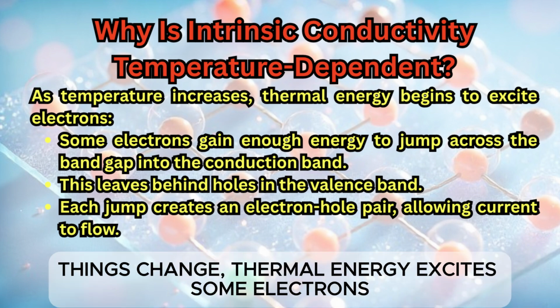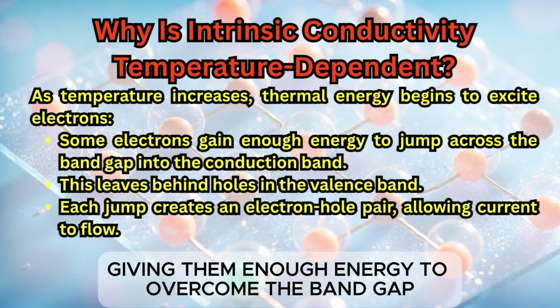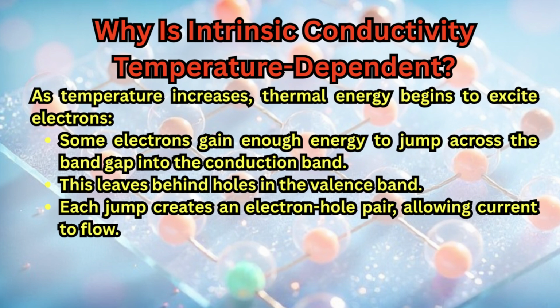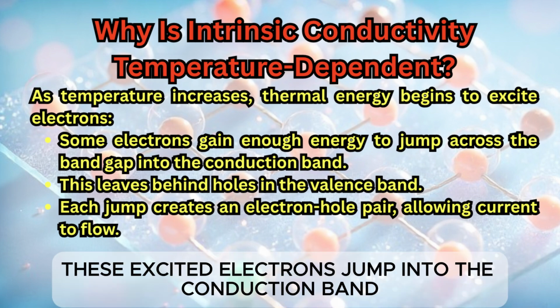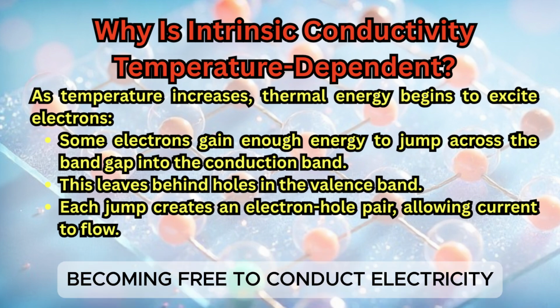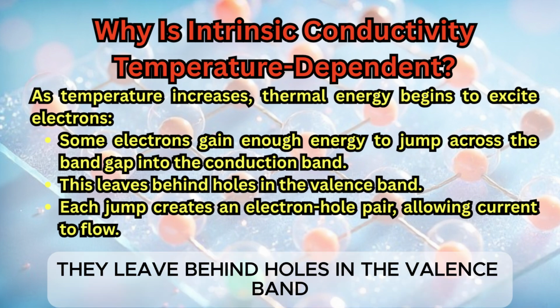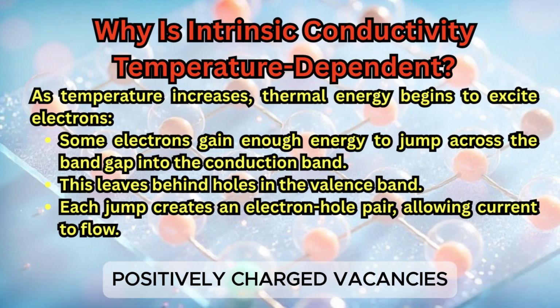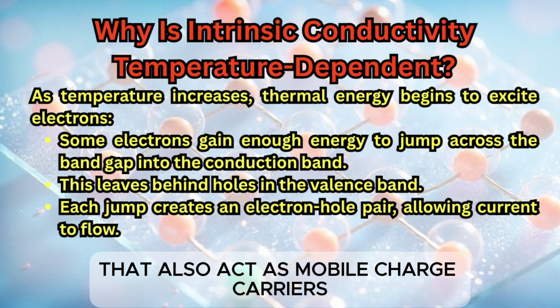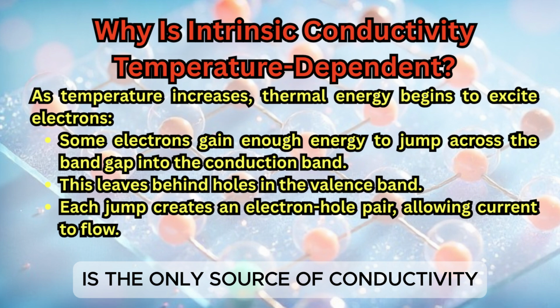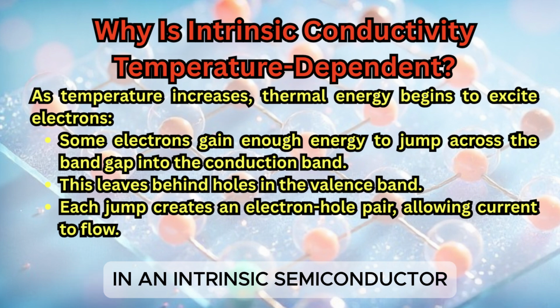Thermal energy excites some electrons, giving them enough energy to overcome the band gap, the energy difference between the valence band and the conduction band. These excited electrons jump into the conduction band, becoming free to conduct electricity. At the same time, they leave behind holes in the valence band, positively charged vacancies that also act as mobile charge carriers. This process, electron-hole pair generation, is the only source of conductivity in an intrinsic semiconductor.